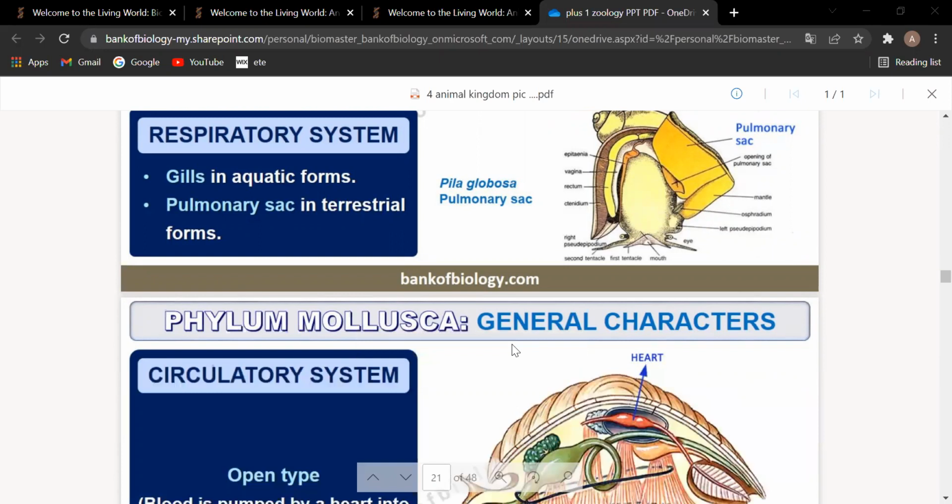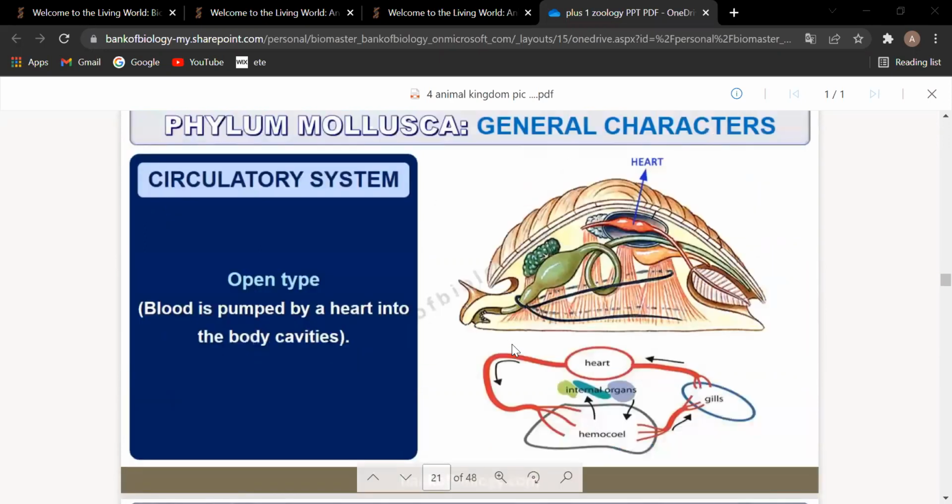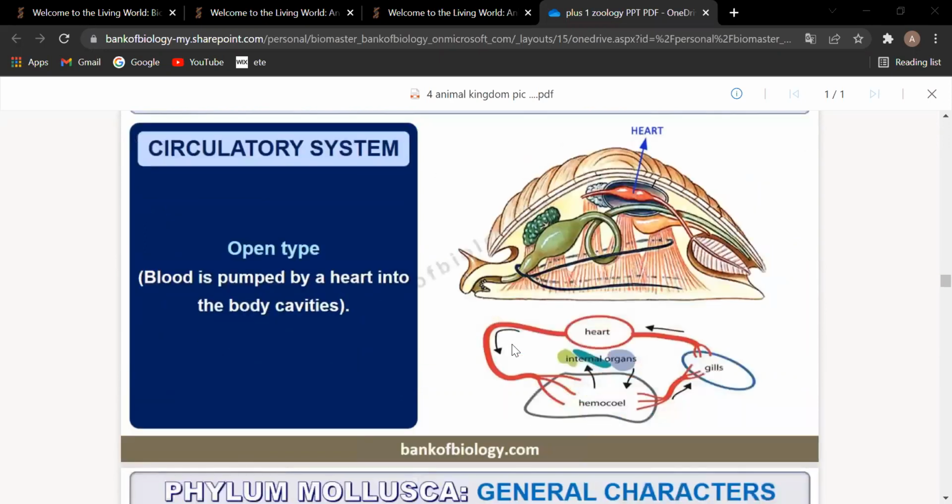Circulatory system is of open type. Blood is pumped by a heart into the body cavities. Now, why is it going to be of the open type? Because here you can see a heart, but all the blood is pumped out into the body cavities and from here it goes into the internal organs. Correct? So here also the internal organs are directly bathed by the blood. So they say it is going to be of the open type.